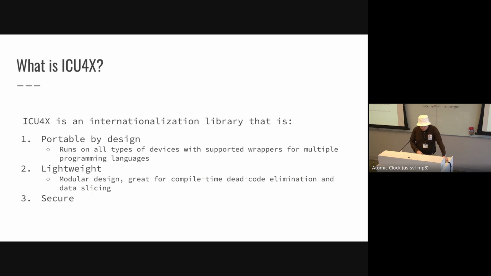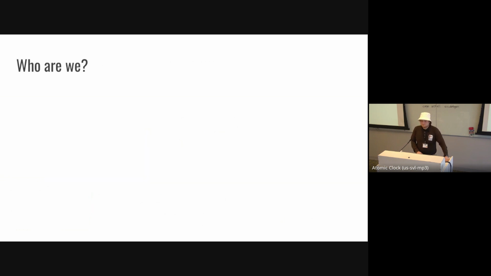The third is it's secure. It's built in Rust, which is a memory-safe programming language. So we can prove things like address and undefined behavior safety. So when you use ICU4X, you can be confident that you're not introducing as many security vulnerabilities into your program.